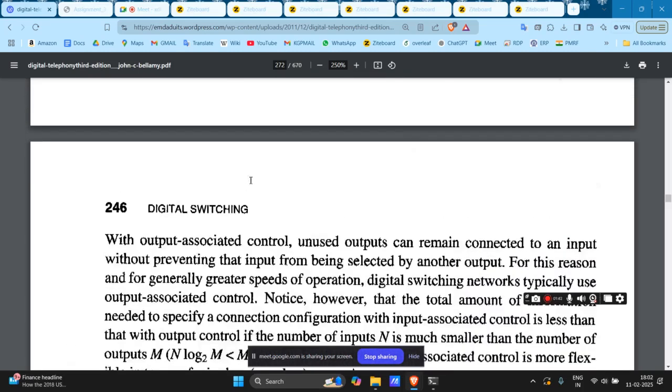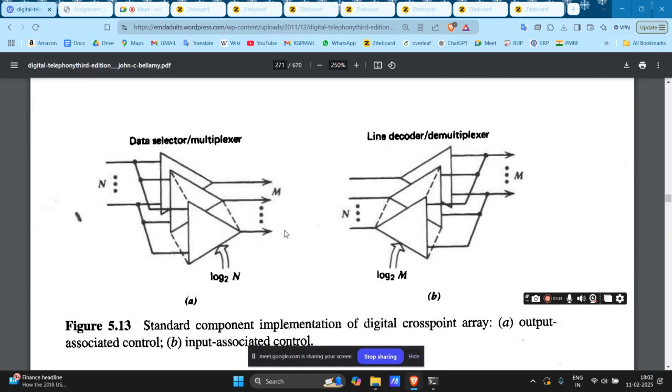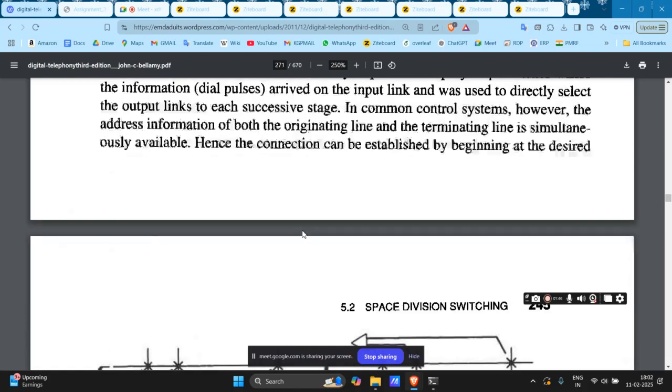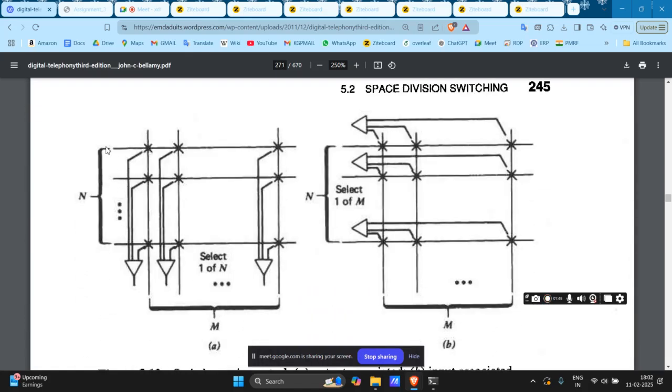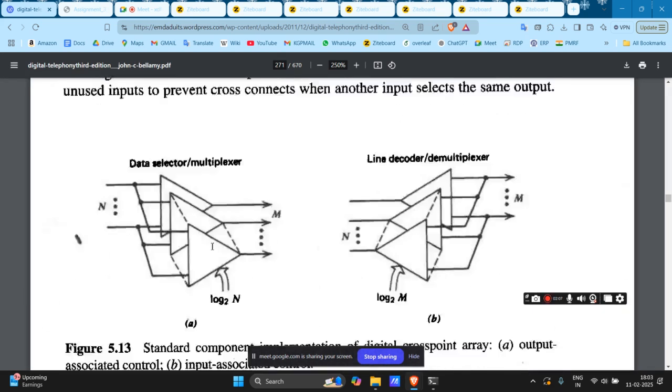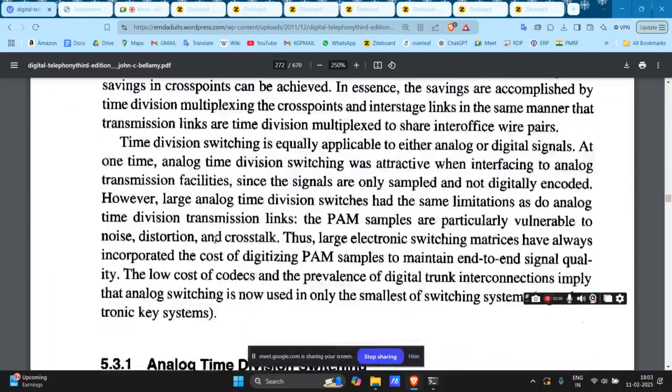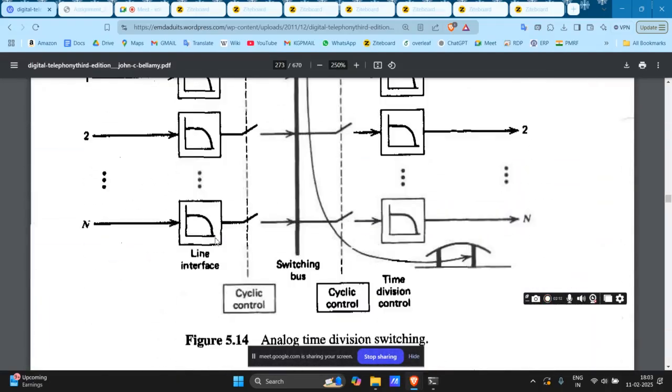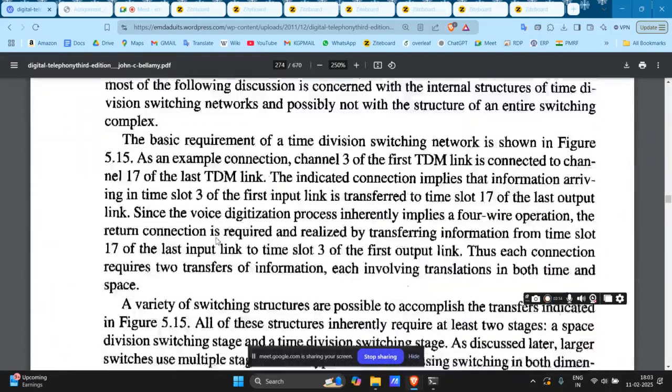But in space division switching, for all users, there are specific lines or cross points. So say there are n users in the input and m users in the output. These n users want to communicate with any one of these m users, so there is a dedicated cross point for each pair of input and output, and through that a link is established. This is called space division switching. But in time division switching, we send the data in a time slotted fashion.